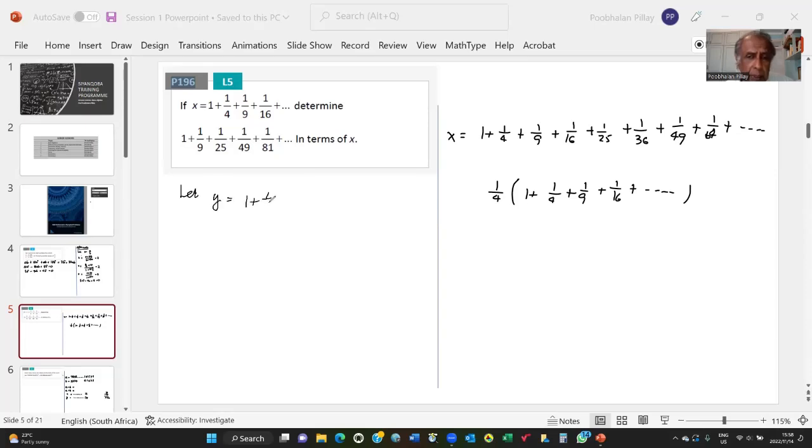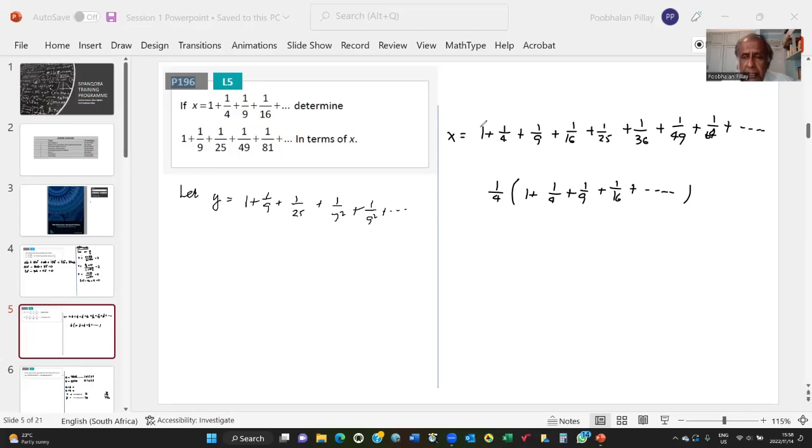1 plus 1/9. That's 1/3 squared, 1/5 squared, 1/7 squared, 1/9 squared. So it's the sum of the squares of the odd terms, the terms with odd denominators. All right, so they say find this in terms of x.